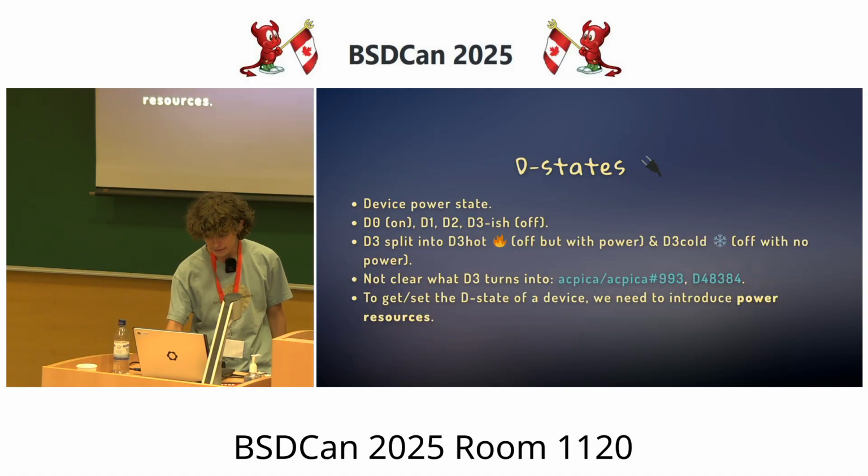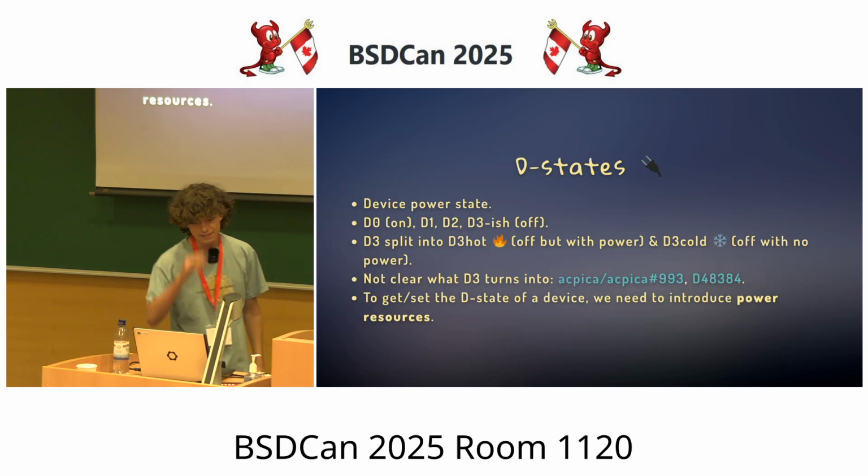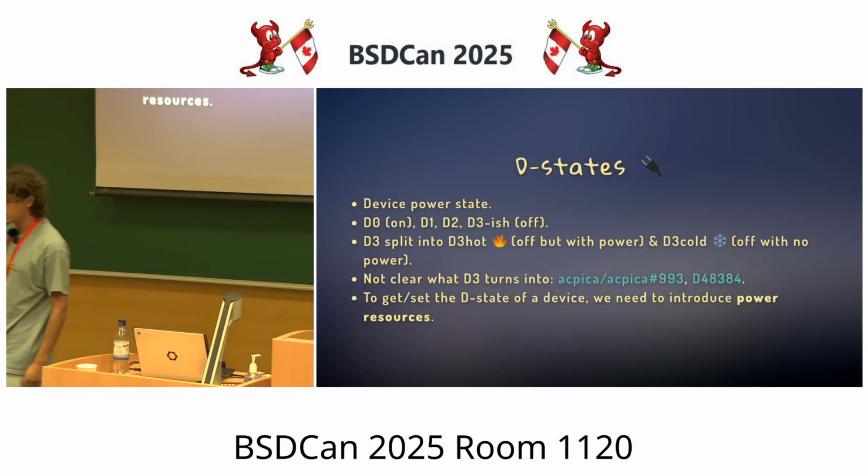Right. So yeah, D-states. So these are those device constraints. Your devices can have different power states. So D0 means that your device is on. D1 and D2 and D3-ish mean sort of off. D3 is split into D3 hot and D3 cold. D3 hot means that it's off but still receiving power. D3 cold means that it's not receiving power. Sort of unclear what just regular D3 maps to. There's discussion with Intel about that.